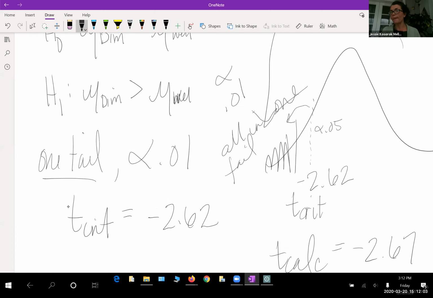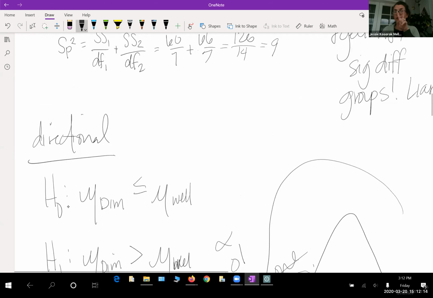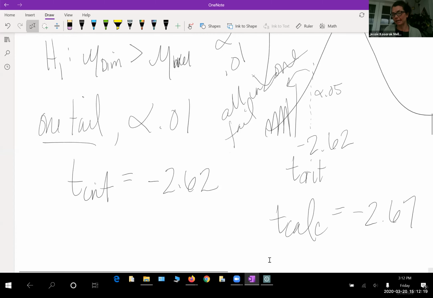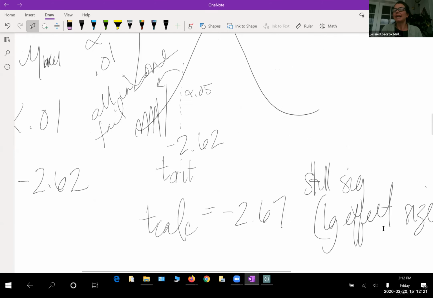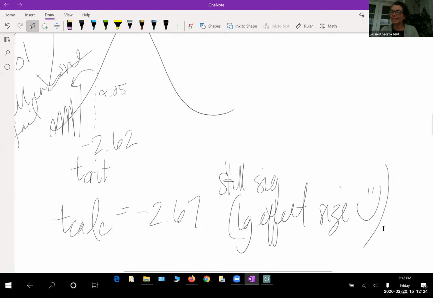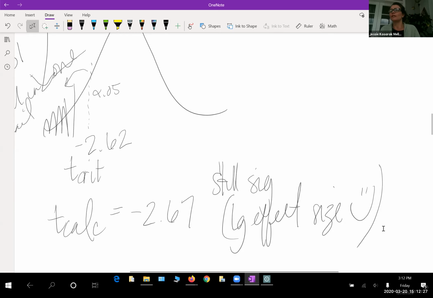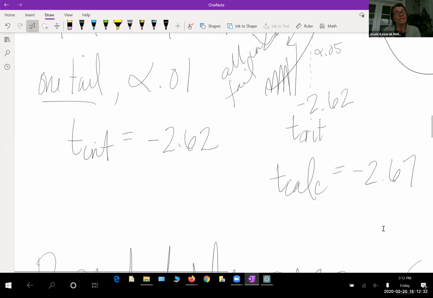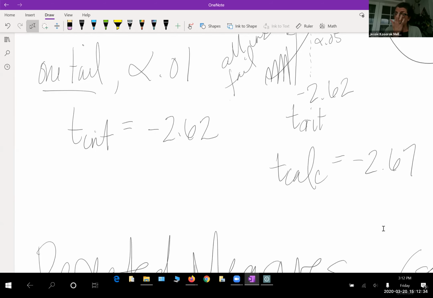We've put it in one tail, and our alpha is now a 0.01. So the T critical becomes a negative 2.62. So that pushed it back from that 0.05 in the two tails, right? And that dropped it. Well, our T calculated, we already did, is a 2.67. It still falls within that. And it makes sense. We found a huge effect size. So even pushing that significance level to a 0.01 and putting it into a one-tail test, we still found significance. So that's one example of an independent t-test, looking at differences between two independent groups.